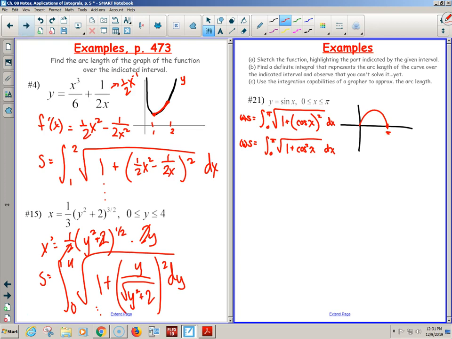Now, the interesting one on this one, we're not going to make a huge deal about it. If we have a sine of x, they've told us 0 to pi, no big deal. Derivative of sine is cosine. I think you guys have enough information to be like, oh, she just plugged and chugged. True?